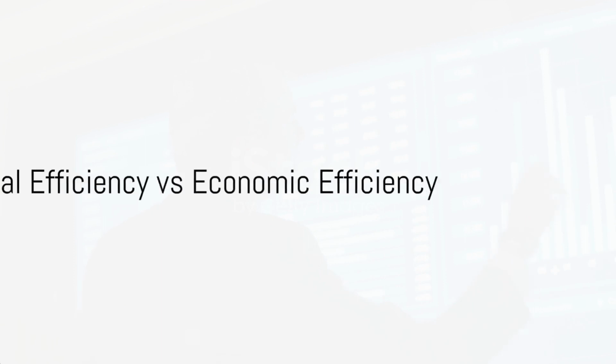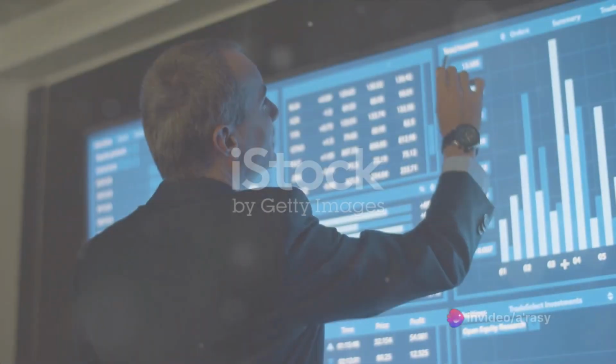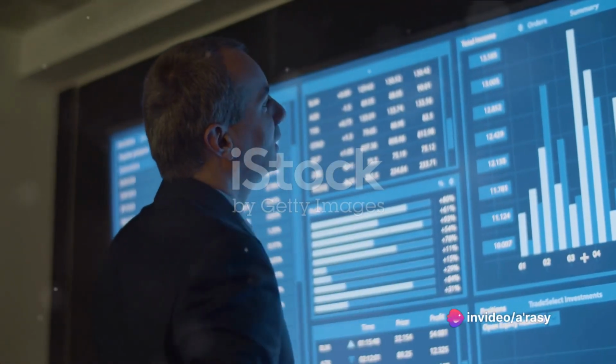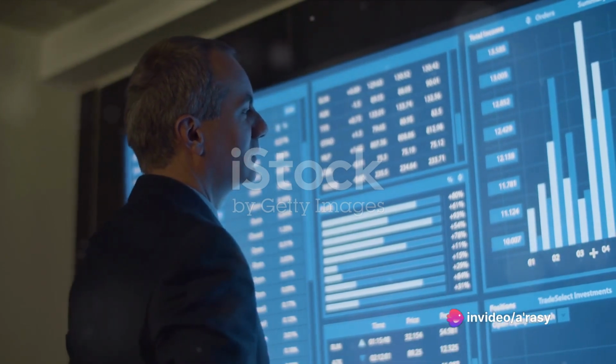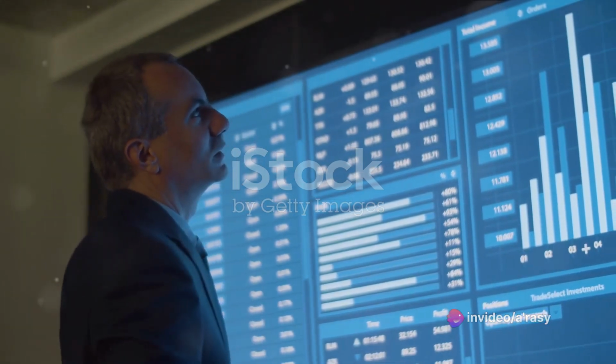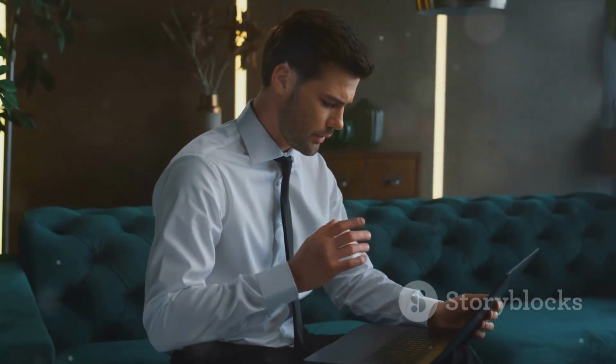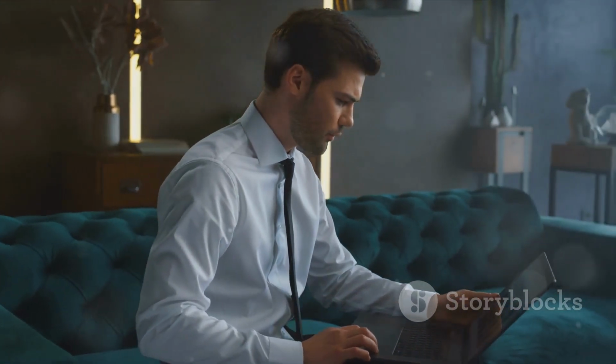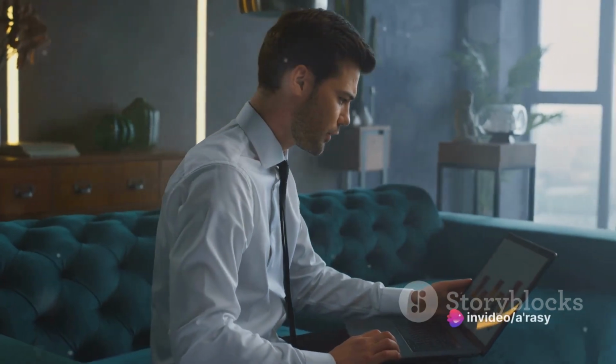Finally, consider the difference between technical efficiency and economic efficiency. The former focuses on producing as much as possible from given inputs, while the latter considers both minimizing costs and maximizing outputs to achieve the highest level of overall efficiency.